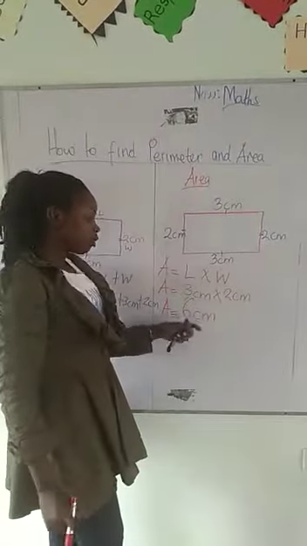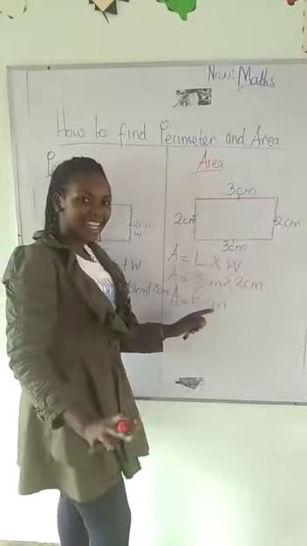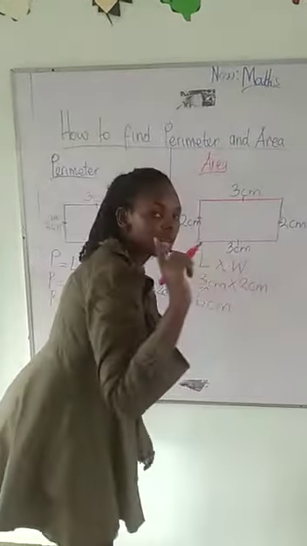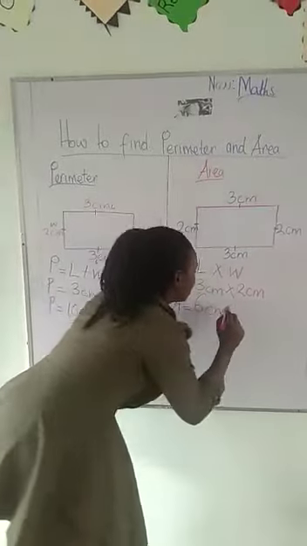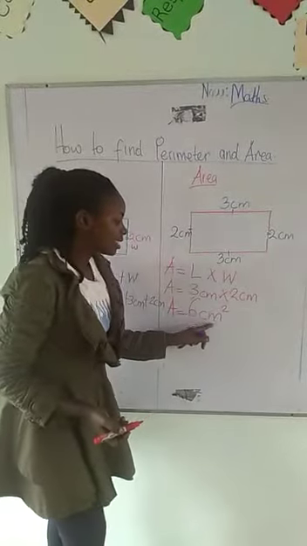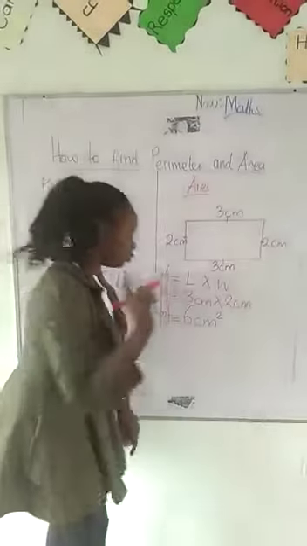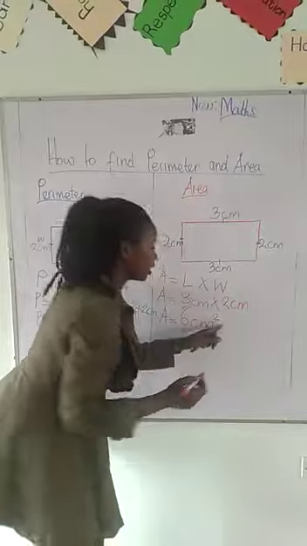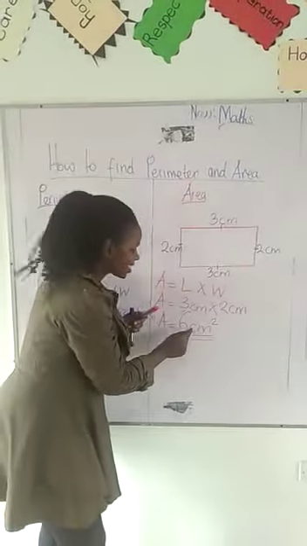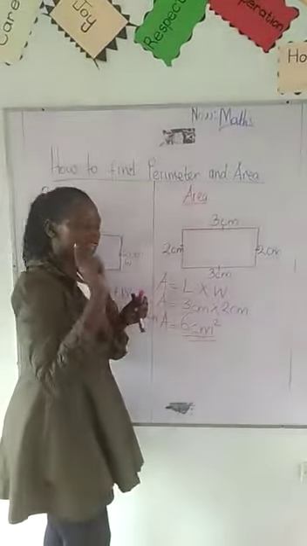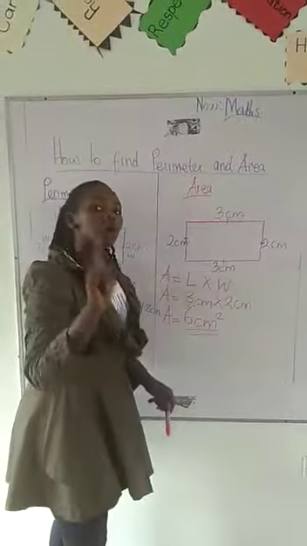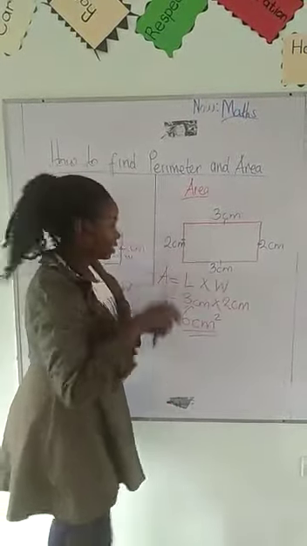Boys and girls, do I end on 6 centimeters just like that? No, I don't end there. I have to add something up here too, which reads 6 centimeters squared. Do you know what squared means? Squared means that I'm doubling this 6 centimeters. If I double 6 times 2, I'll have 12 centimeters.